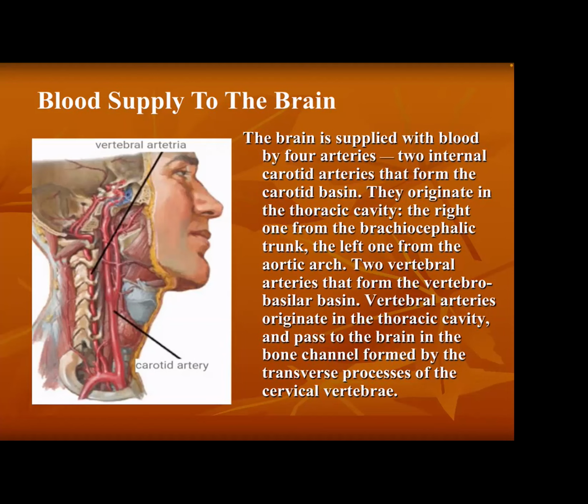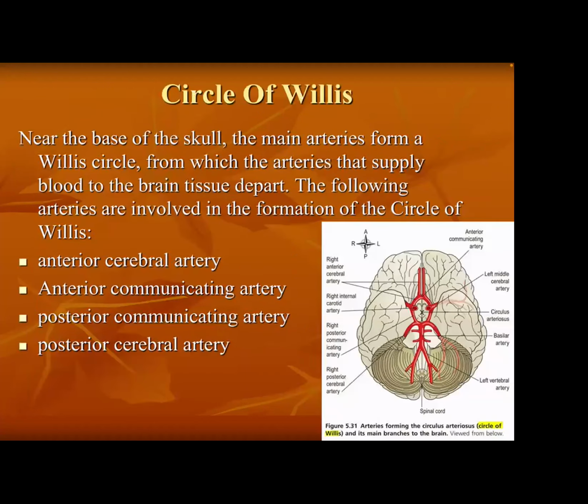They originate in the thoracic cavity, the right one from the brachiocephalic trunk, the left one from the aortic arch. Two vertebral arteries form the vertebrobasilar basin. Vertebral arteries originate in the thoracic cavity and pass to the brain in the bony channel formed by the transverse processes of the cervical vertebrae.